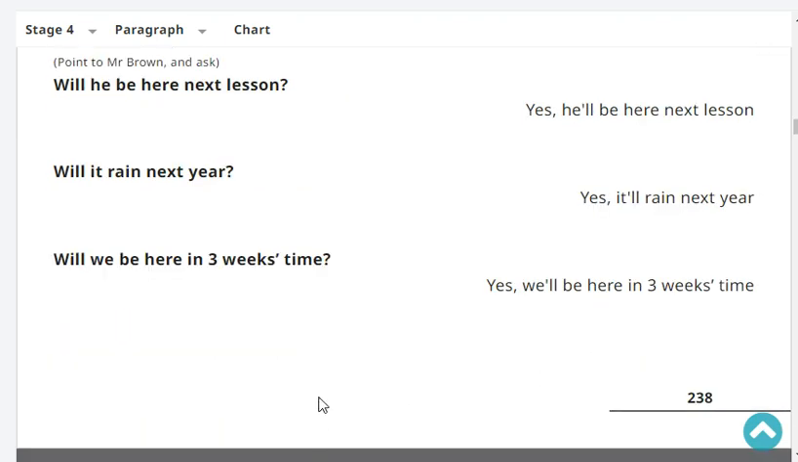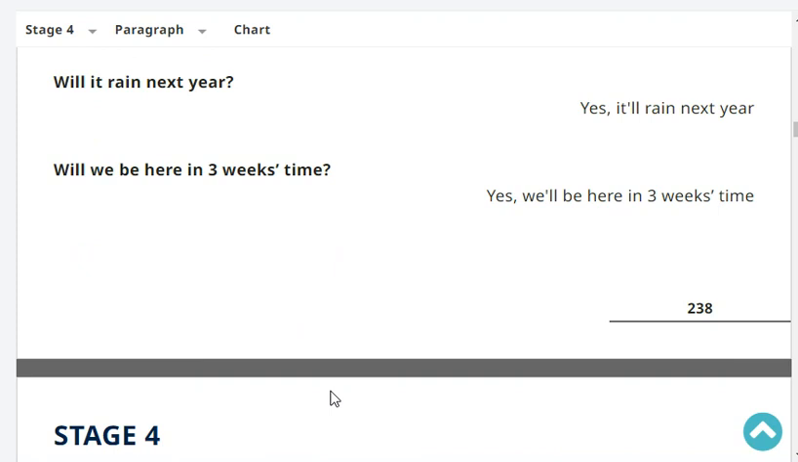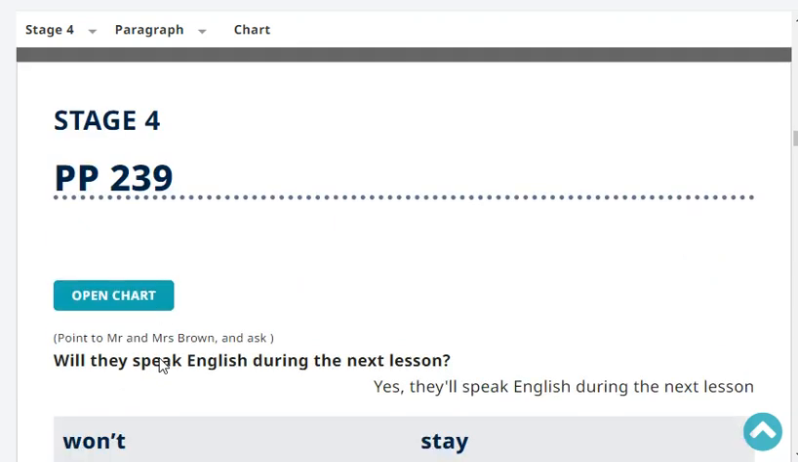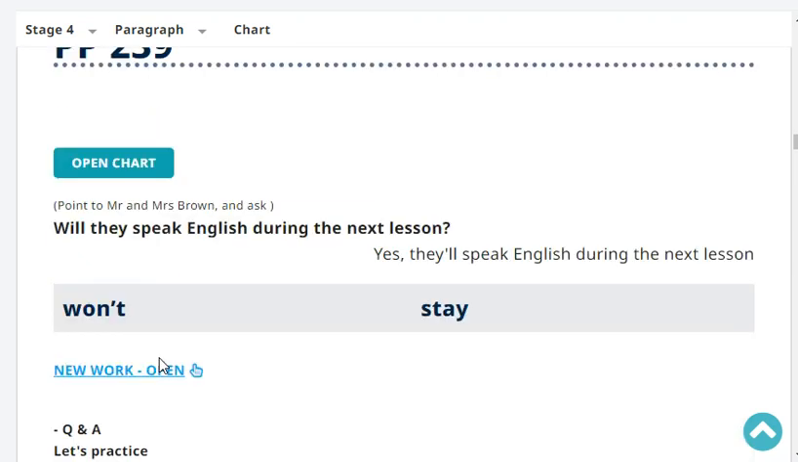So next year. Will we be here in 3 weeks' time? Yes, we'll be here in three weeks' time. Very good. Will they speak English during the next lesson? Yes, they'll speak English during the next lesson. Very good.